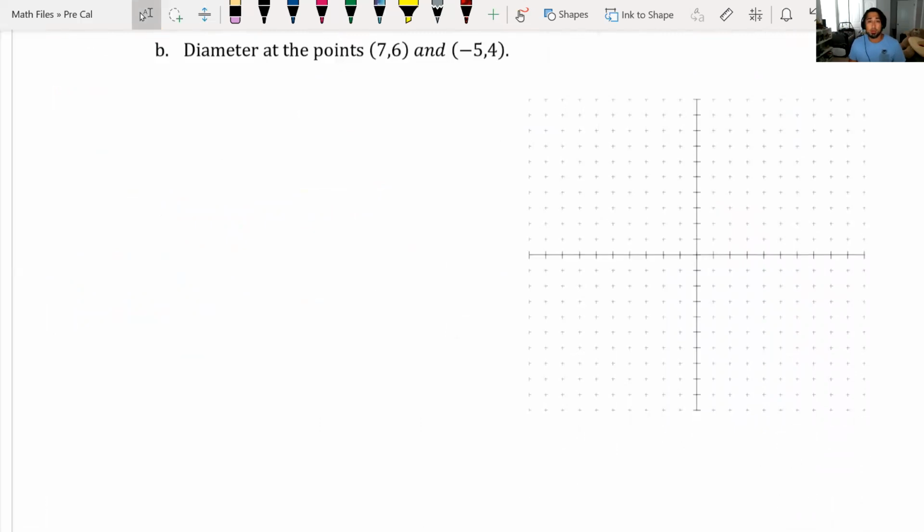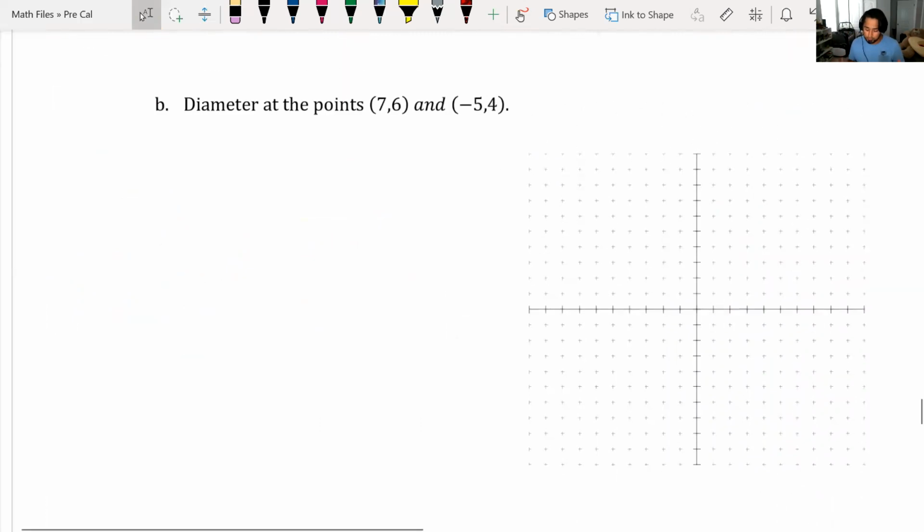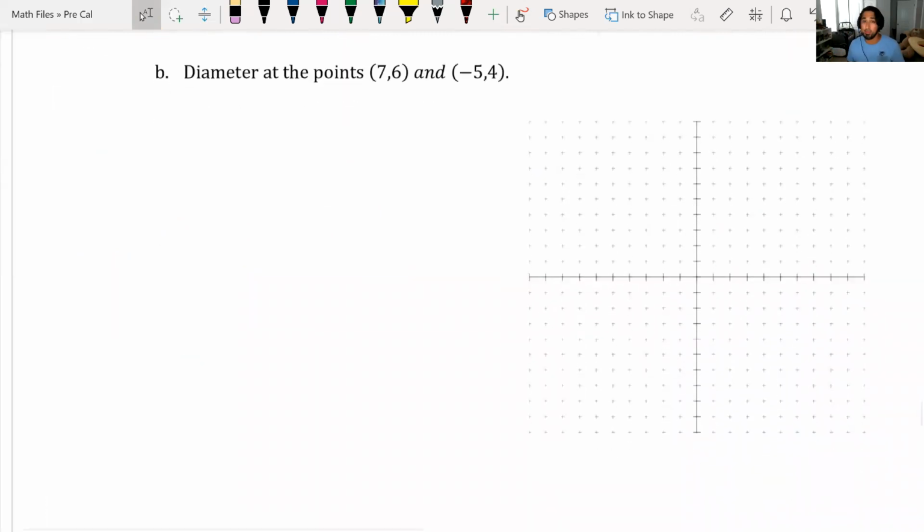All right, so for this one, again, find the standard form. They're giving us the diameter. They said there is a diameter that has the endpoints 7, 6, and -5, 4. If we know anything about circles, we know that in between the diameter has to be the center. So between these two endpoints, we need to find something called the midpoint.